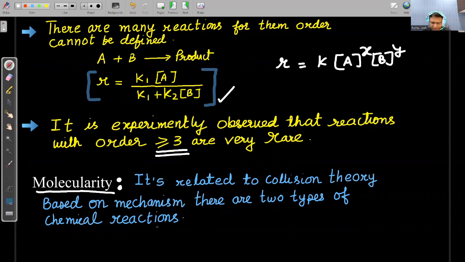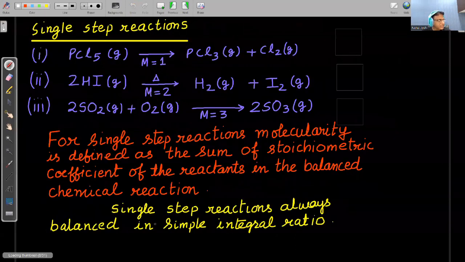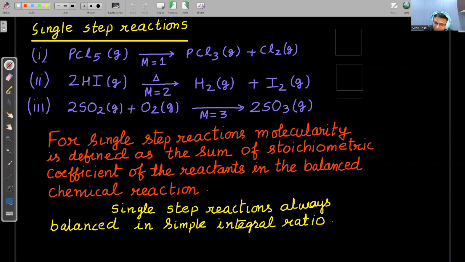There are two types of chemical reactions: single step reactions and multiple step reactions. So let us start with single step reaction. Whether a reaction is single step can be determined by experiment, right? We are going to learn here how from experiment we know that it is single step. But when we say it is a single step reaction, then we find the coefficient of reactant in the balanced reaction in order to get the molecularity of the reaction.